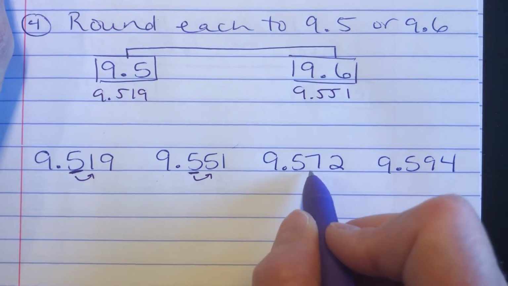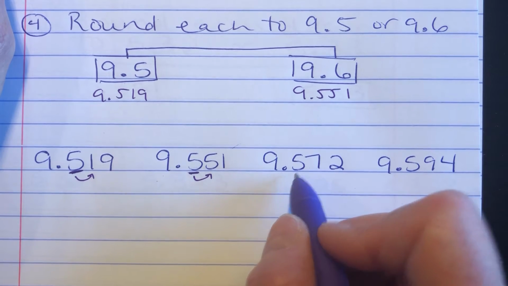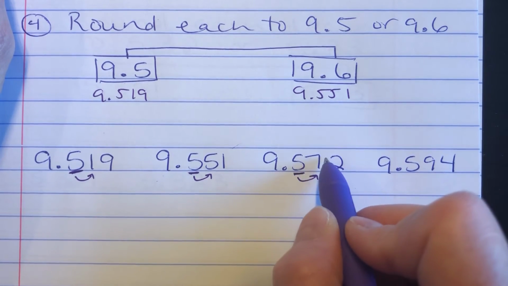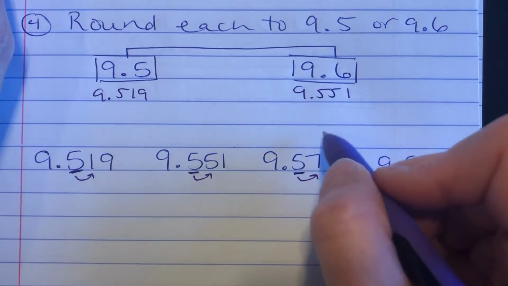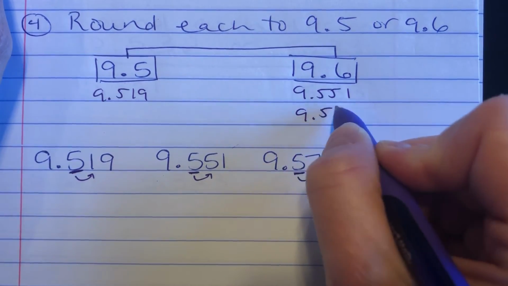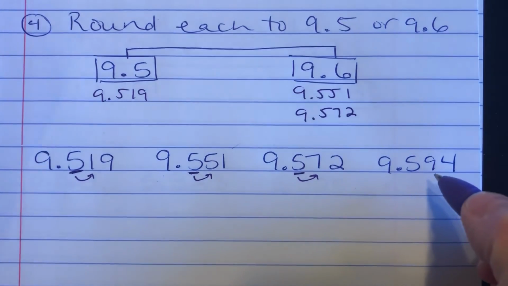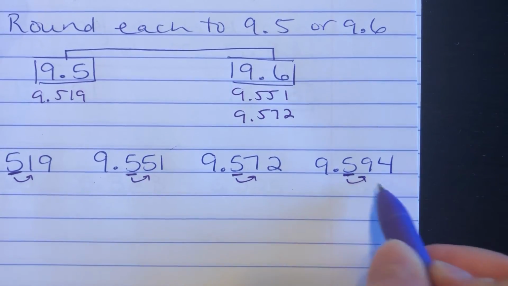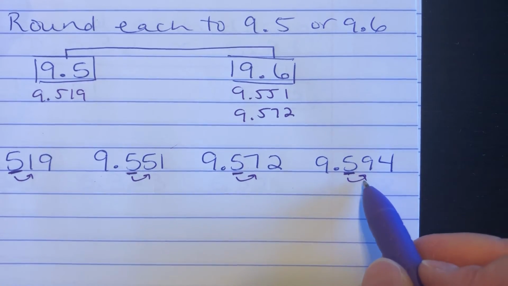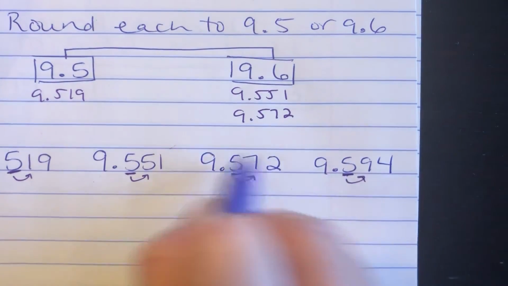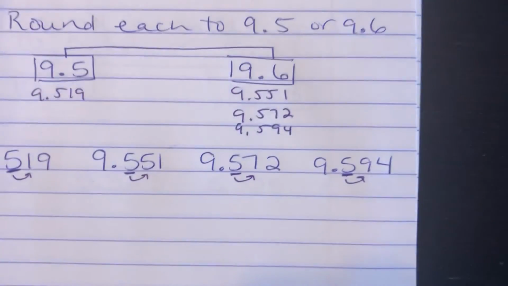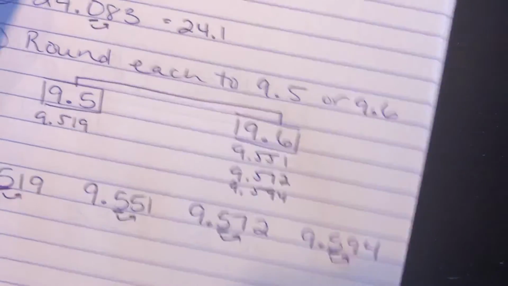All right, next one, let's figure out where this one goes. This 5 is in the tenths place. The number next to it is 5 or higher. That means this would bump up to 9.6. So I'm going to write 9.572 underneath there. And when I look at this last one, this 5 is in the tenths place. The number next to it is 5 or higher. So this one also would bump up to 9.6, 9.594.